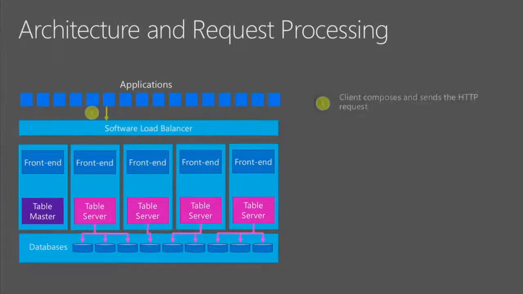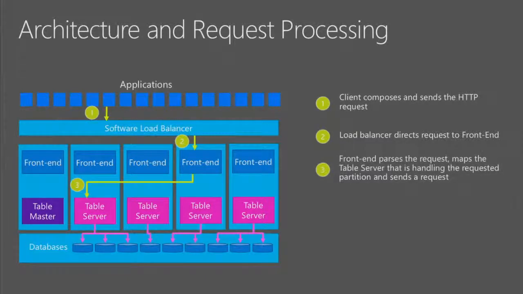One of those requests that we showed that the application was doing earlier goes like this. The application issues the request. This is an HTTP request, so there's some body in there that's either XML or JSON. That gets load balanced into one of the front ends. The job of the front end is to simply parse that, look at the request, and figure out which table needs to be updated or queried.